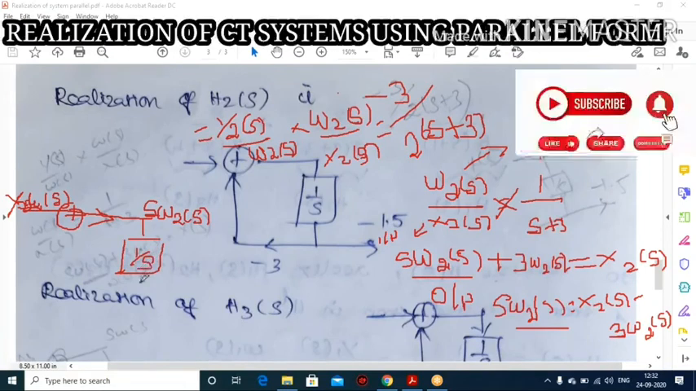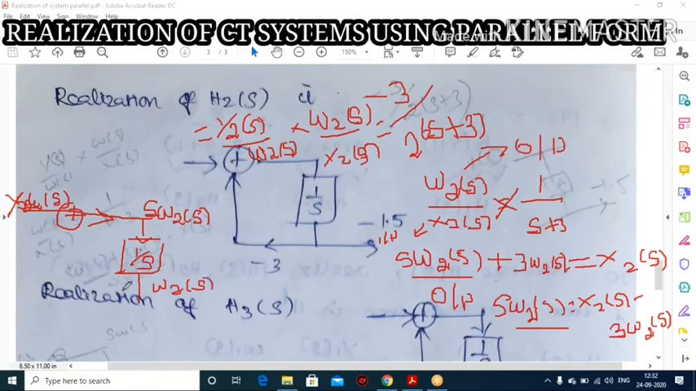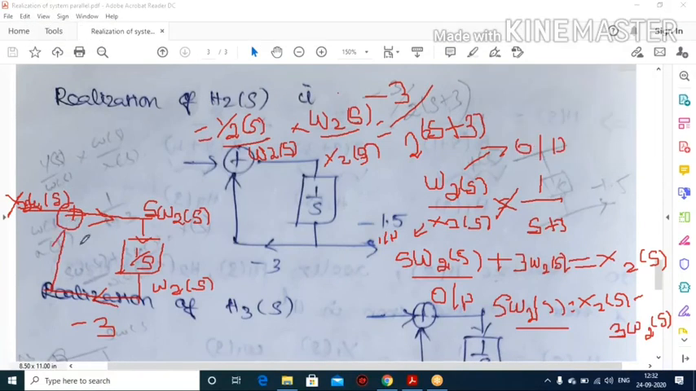For this position, what do you get? S into W of S into 1 by S. So S and S cancel out, and your output at this point is W2 of S. Now take the arrow here and put a multiplier. Here the multiplier is minus 3, so I put minus 3. This minus 3 into W2 of S is added with X2 of S, so I put a one box. Then I join between these two. So finally I get this structure: S into W2 of S is equal to X2 of S minus 3 into W2 of S. This is the block diagram.